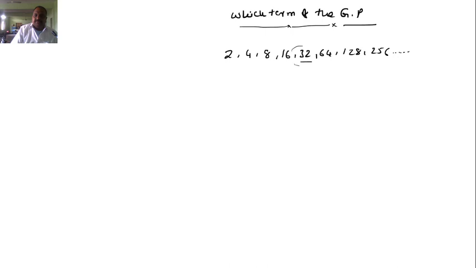Fifth term is 32. Which term is 256? Eighth term. Which term is 512? Ninth term. Which term is 1024? 10th term. This is ninth term, this is eighth term, this is seventh, sixth. Okay.